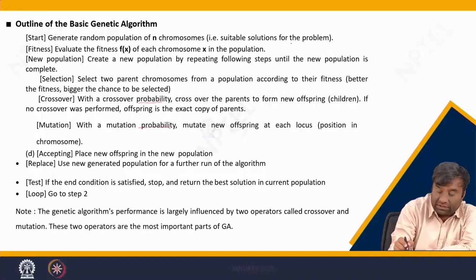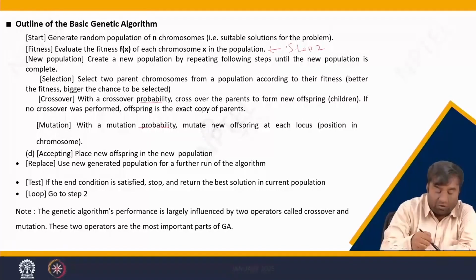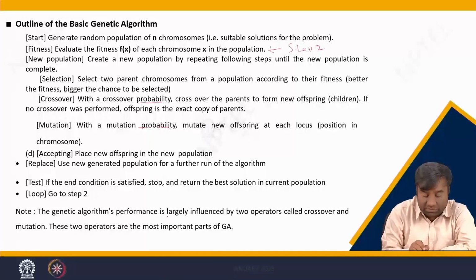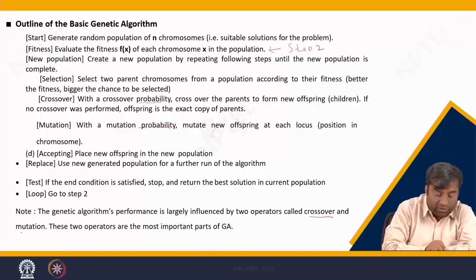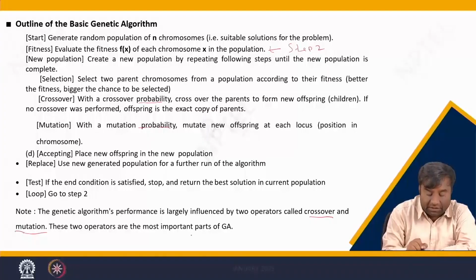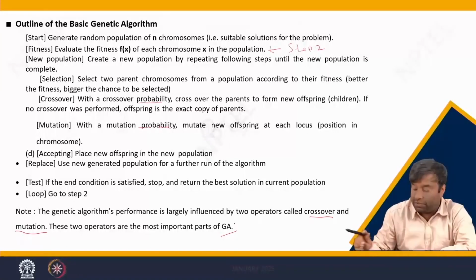So this part is step 2. We need to calculate the fitness value again and do all these steps. Note that the performance of a genetic algorithm is largely influenced by two operators: crossover, that is the creation of new offspring, and mutation, which is a certain change in the offspring. These two operators are the most important parts of the genetic algorithm.